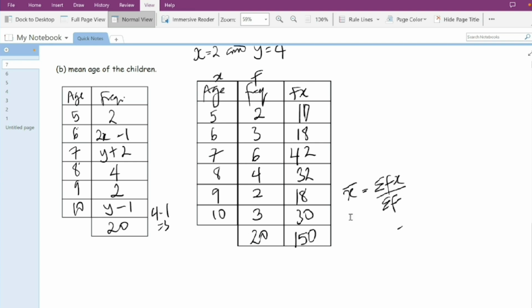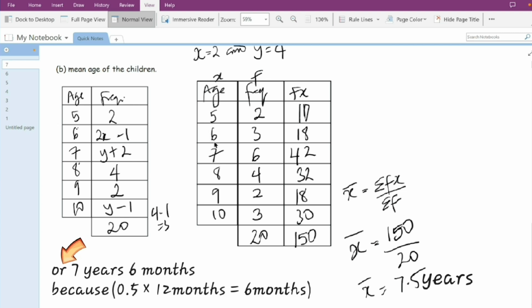150. And like we have on this side, we know our mean, which is x bar, is equal to summation of fx over summation of f. X bar, which is our mean, equals summation of fx, which is 150, over summation of f, which is 20. Addition of all the f's, which is 20. Our x bar, which is our mean, is equal to 150 divided by 20. That will give us 7.5. So the mean of the ages is 7.5. That's our final answer for part B.